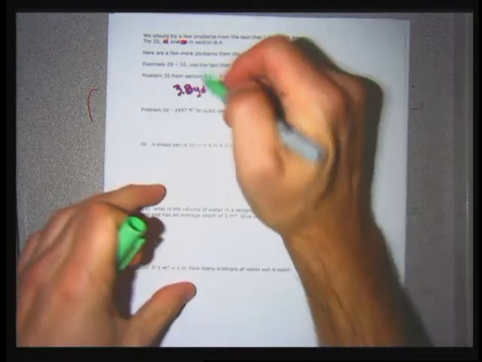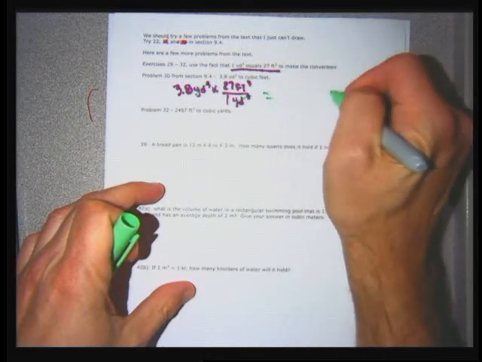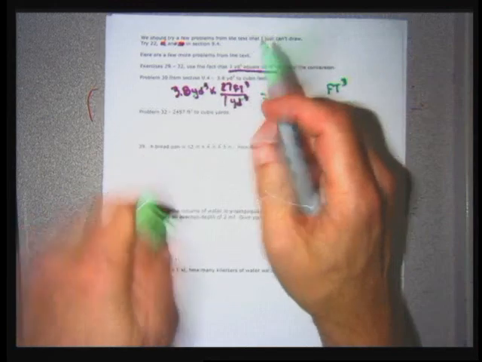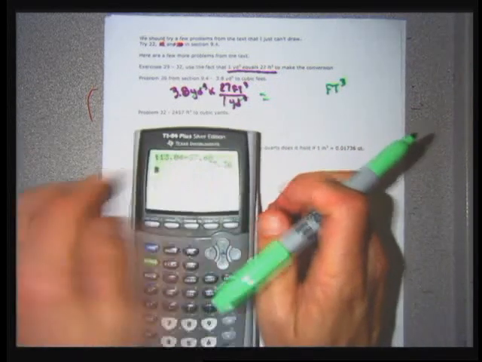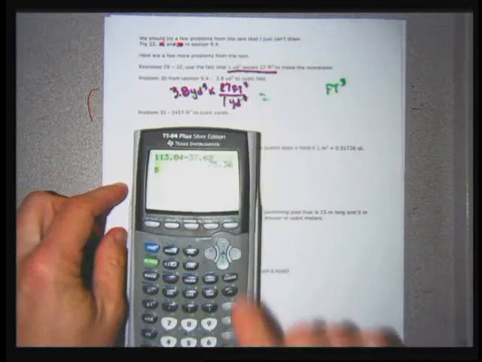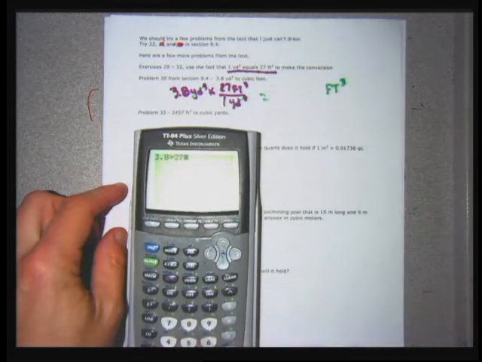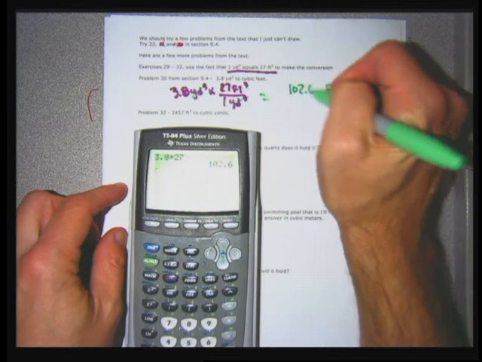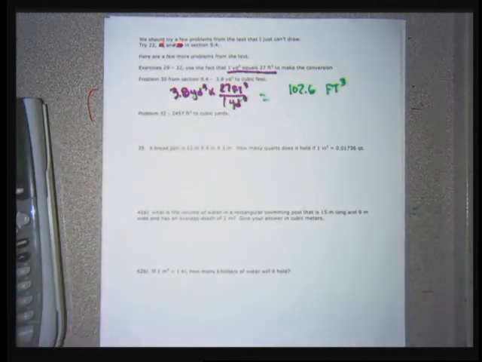In the units, the yards cubed are going to cancel. The units that haven't canceled are going to be my cubic feet. And the number that I get by completing this is going to be the numerical part of my answer. Because the 27 is in the numerator, I'm going to multiply it by the 3.8. So I'm just going to go 3.8 times 27, and I get 102.6 cubic feet. So that would be the answer to problem 30. If you look at problem 29, it should be very similar.